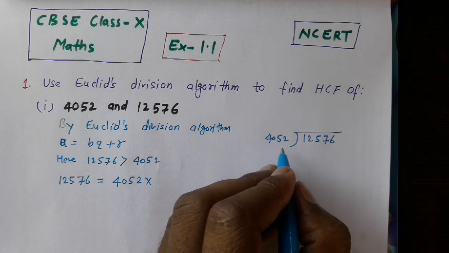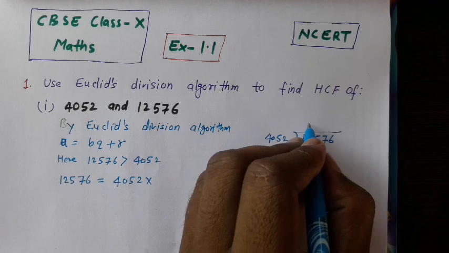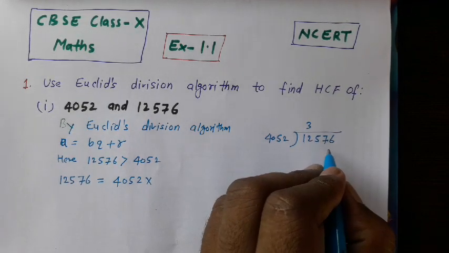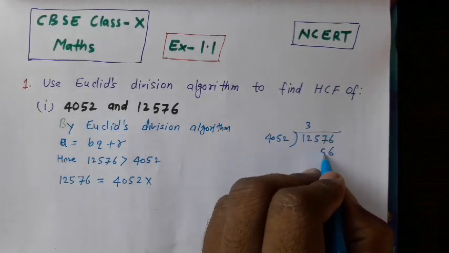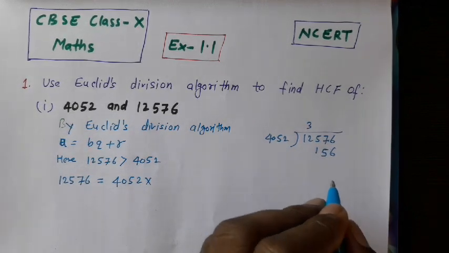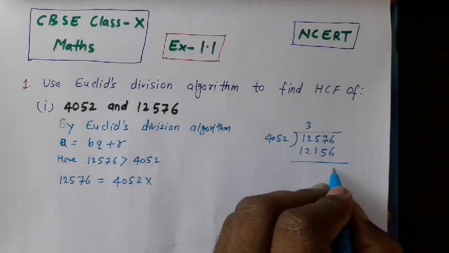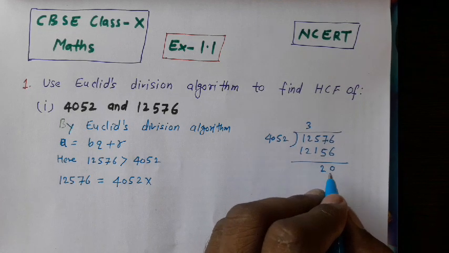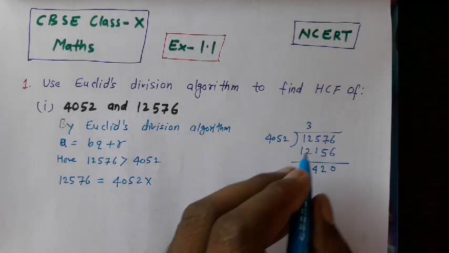So first of all, we divide 12 by 4. 4 3s are 12, so we can take 3 as the quotient. Then you multiply: 3 2s are 6, 3 5s are 15, 5 carry 1, 3 0s are 0, carry 1, 3 4s are 12. Now subtract. 6 minus 6 is 0, 7 minus 5 is 2, 5 minus 1 is 4, so we get 420. The quotient will be 3.